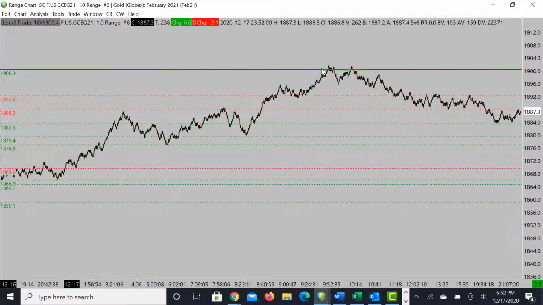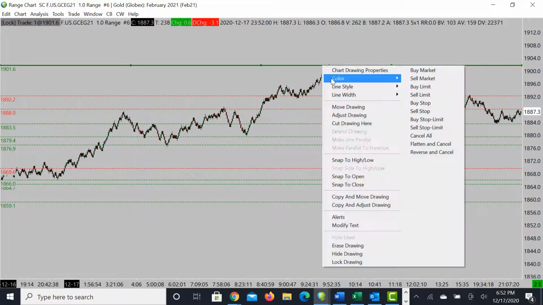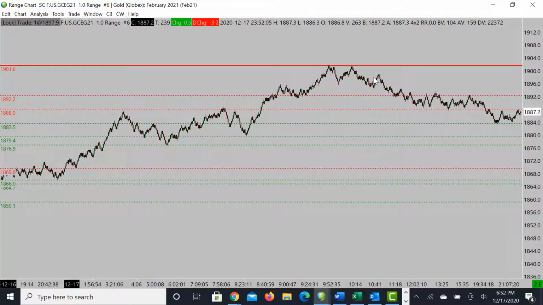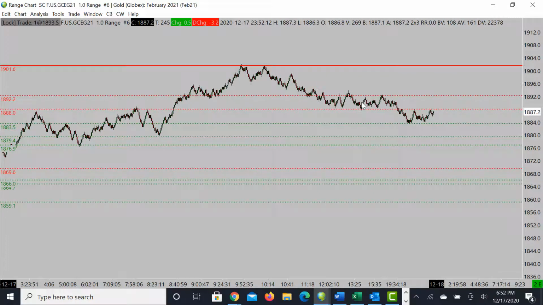We do have a top level of resistance we're looking at right over here at somewhere around 1901.6, where we started to fall back down. Now we are pulling back into our levels of support, and you can see right now we're bouncing off at a key level, 1883.5, level of support here. Underneath that, you are looking at 79.4 and 76.9.